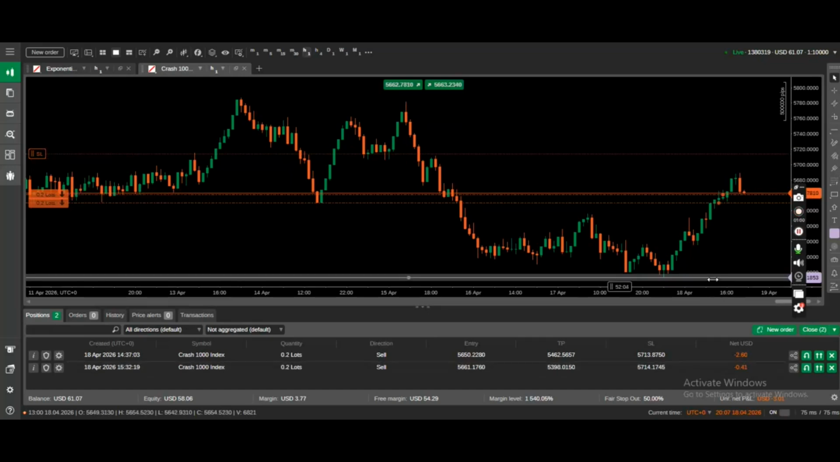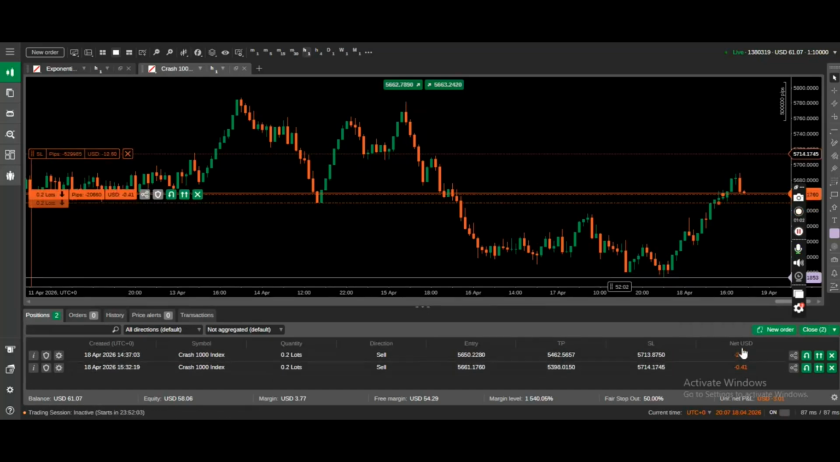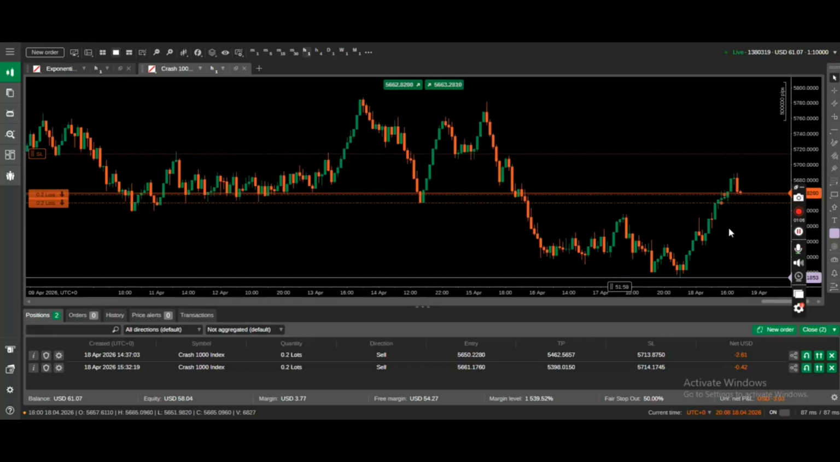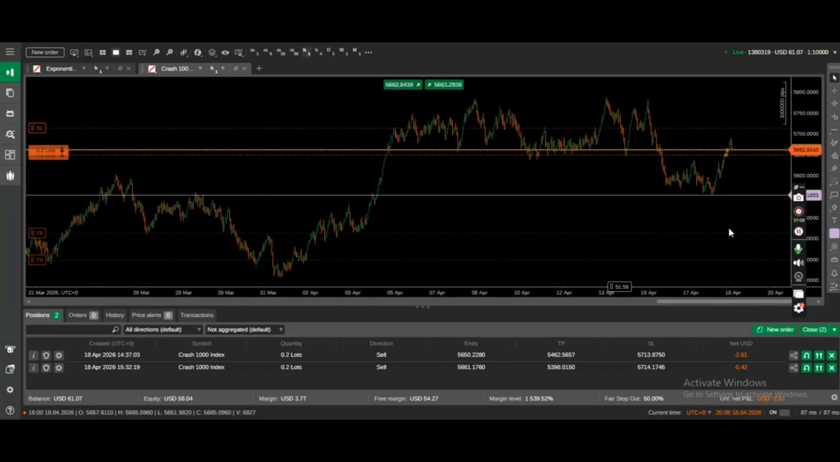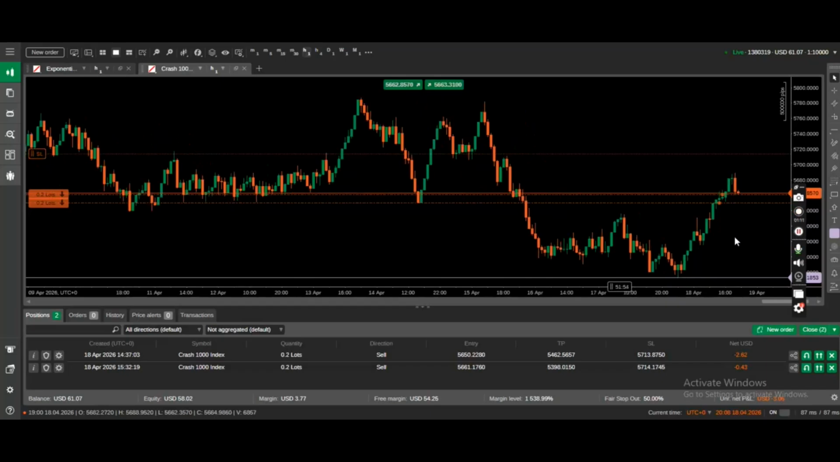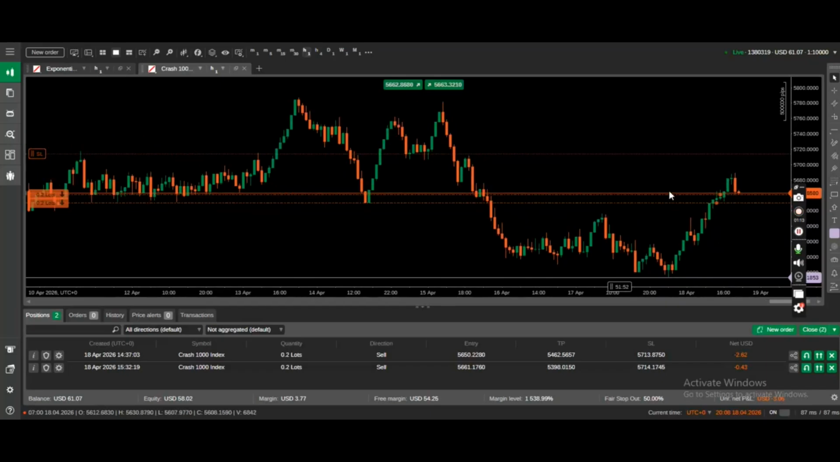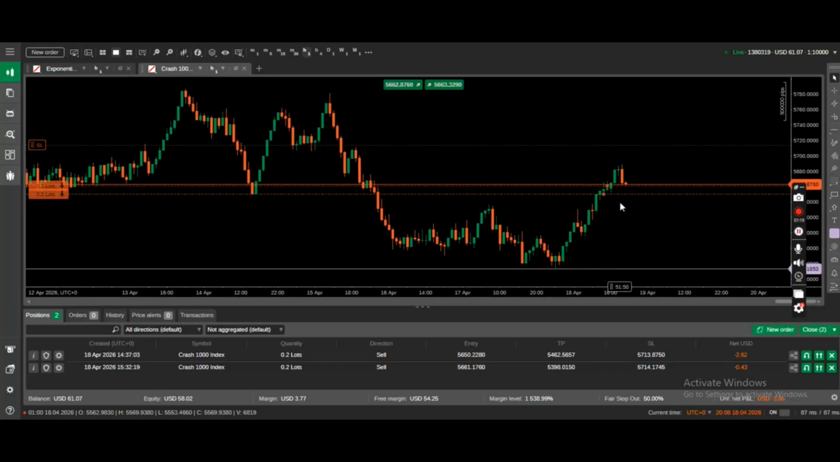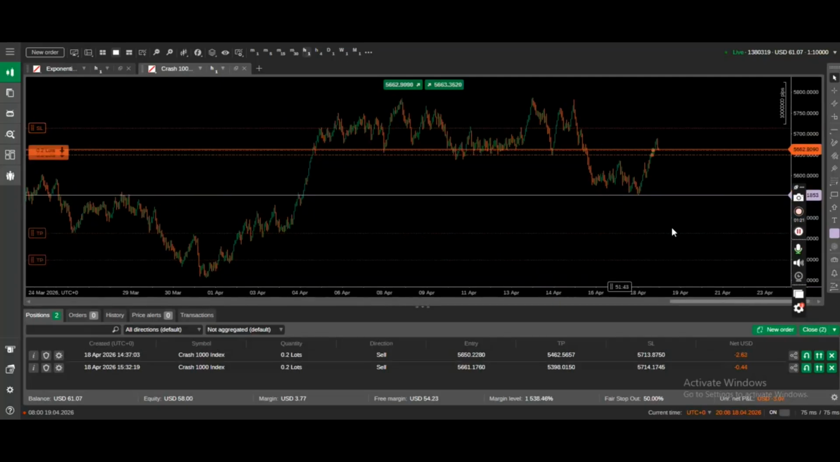I'm still in drawdown though, and I have 2 positions running on the trade now. And yeah, I believe it should start going down from here, although it may go down a little bit, then come back, then probably continue going down.